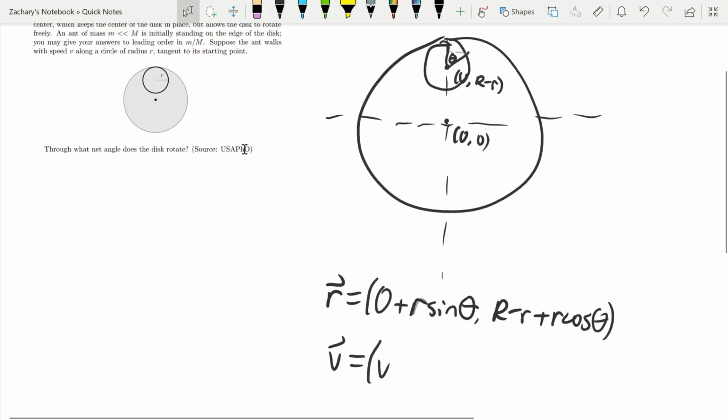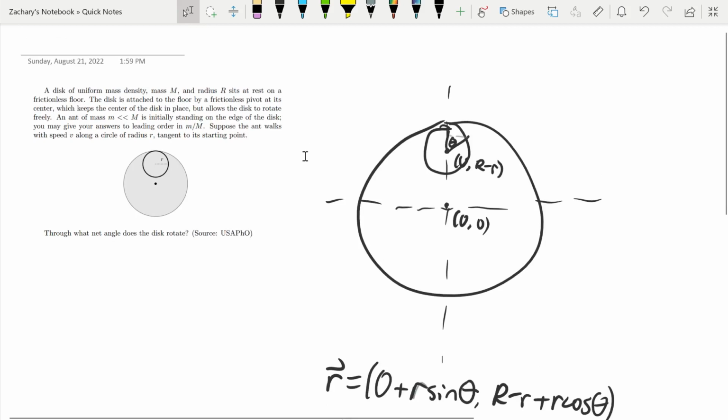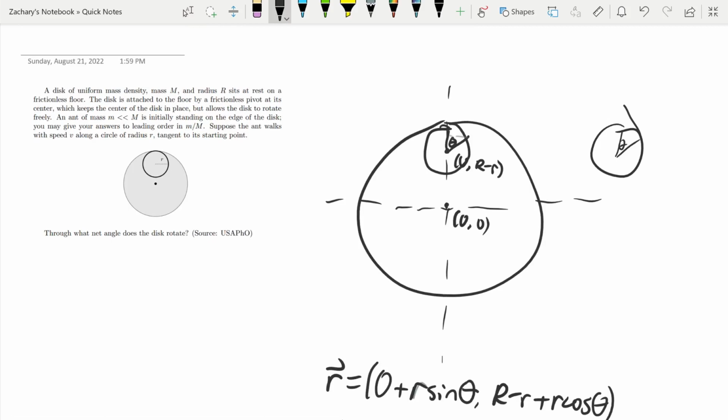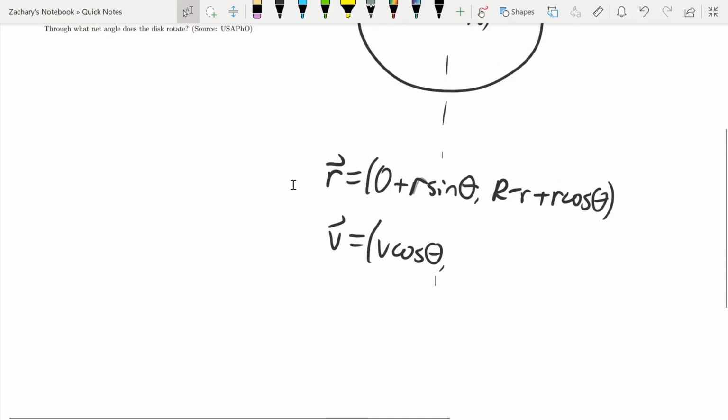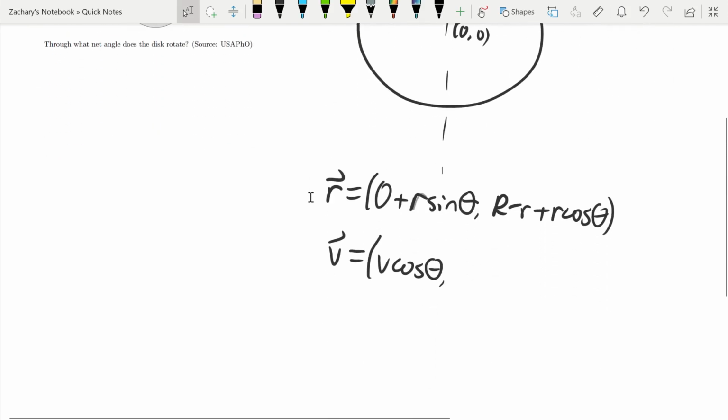In the horizontal direction, it would be cosine theta. This is because if we look at this smaller circle here, this is theta, this is v, and now we get that this angle is theta. So the horizontal component is obviously v cosine theta. In the vertical component, we can see that it's going down, so that would be negative v sine theta. Now why do we write these vectors like that?